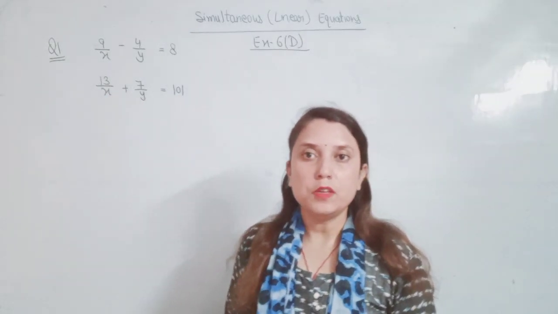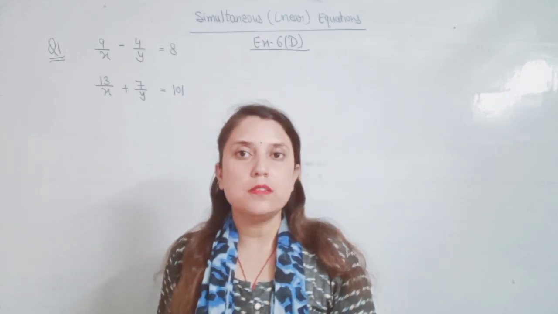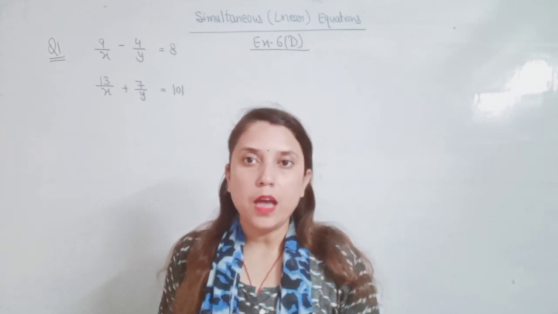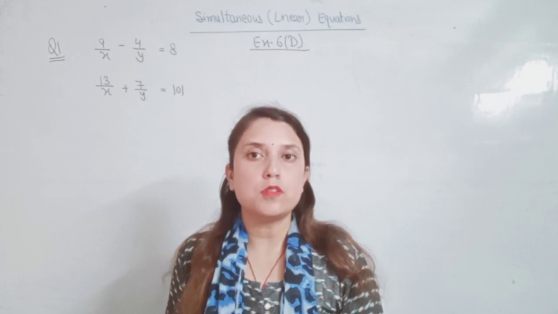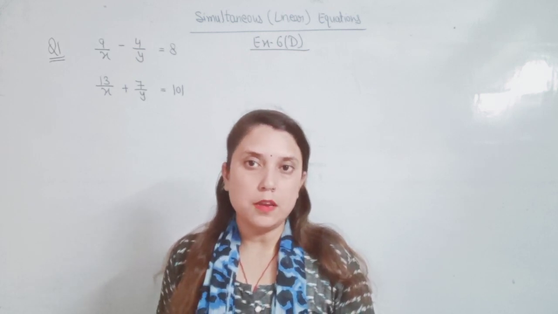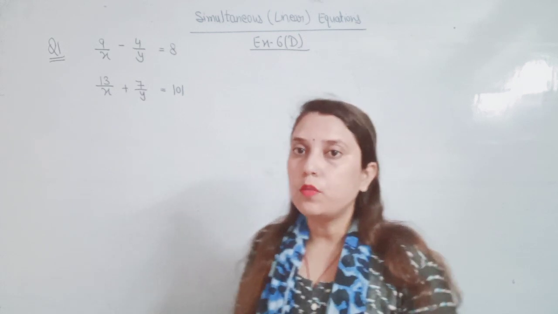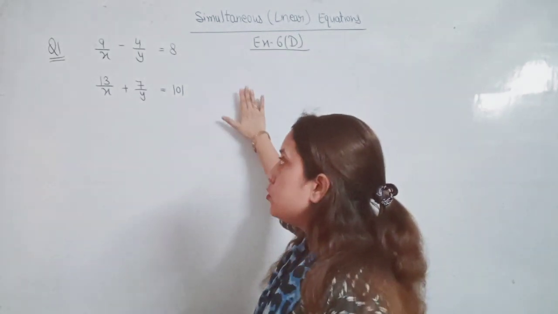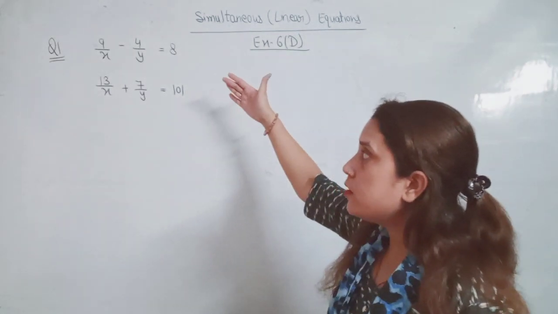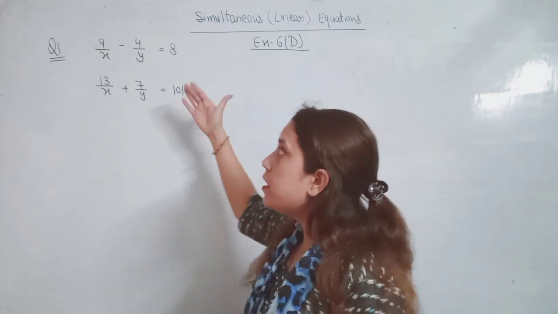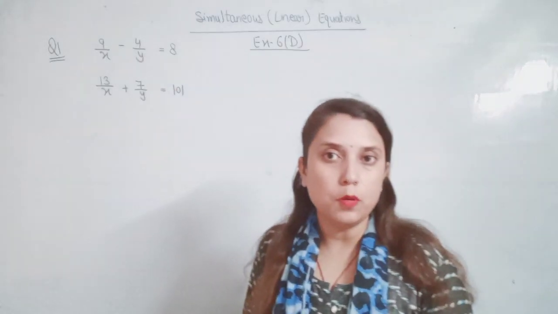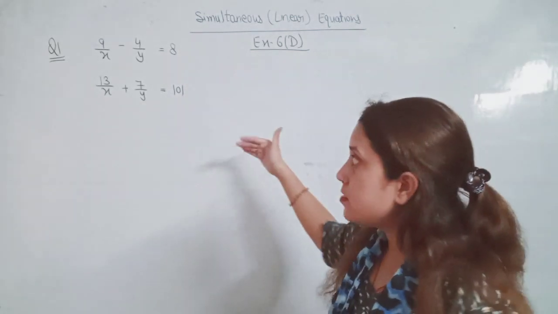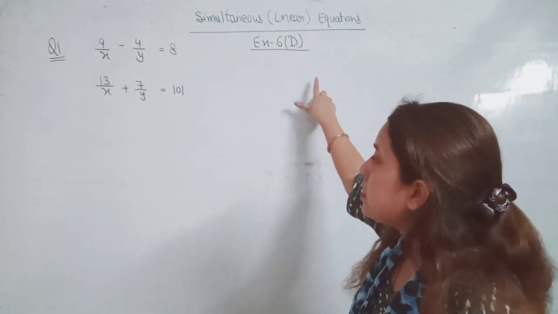Beta, in the previous video we had started simultaneous linear equations and we had discussed three methods for solving simultaneous linear equations. Today we are going to discuss how to solve simultaneous equations if the variables are in the denominator. So let's start with question 1, exercise 6D.